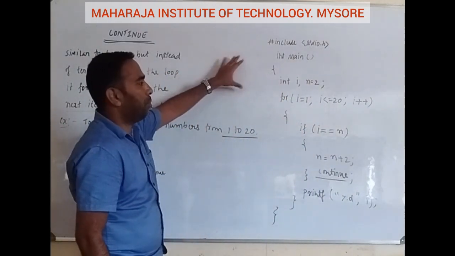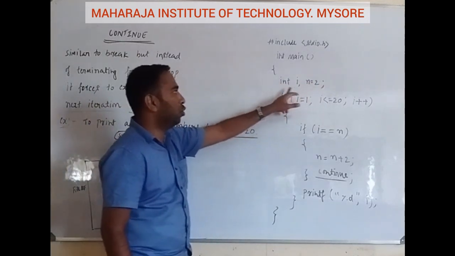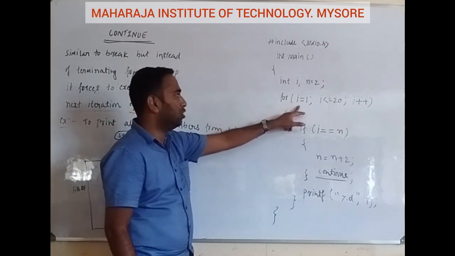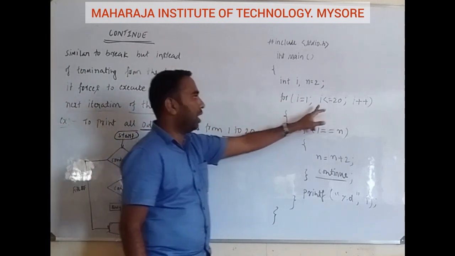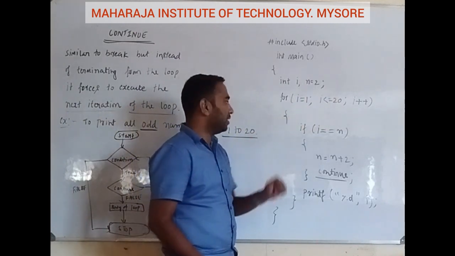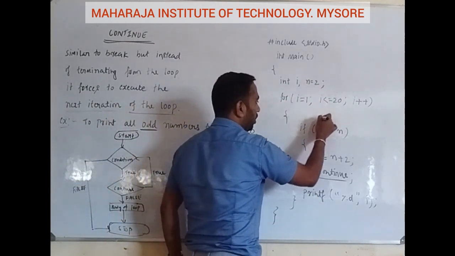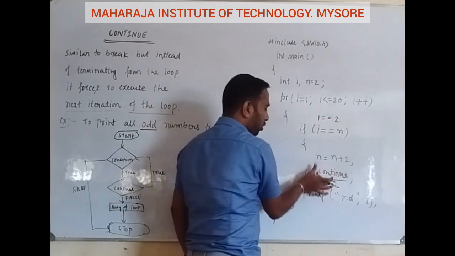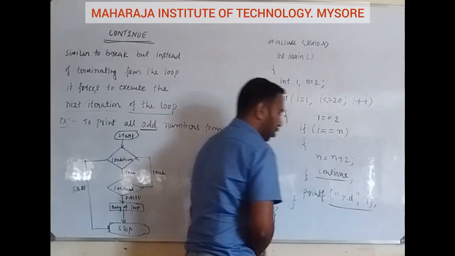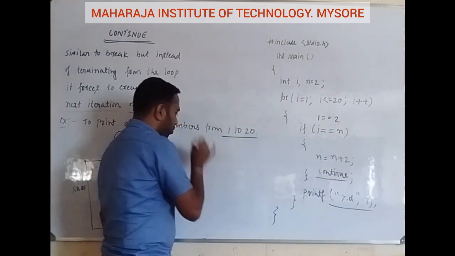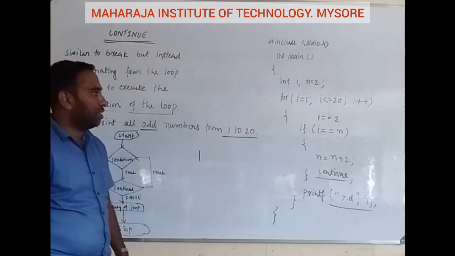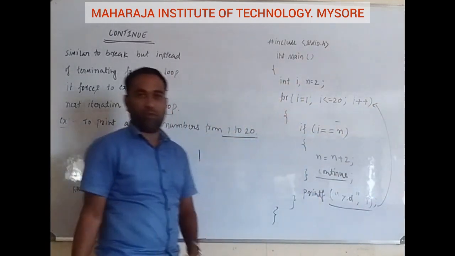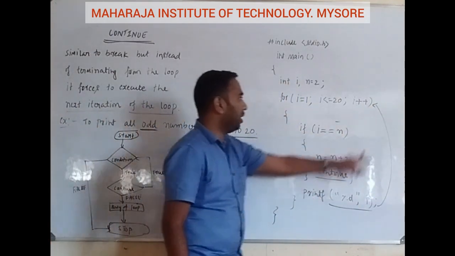I am writing a program taking two variables, n is equal to 2 and an integer variable i. I am using a for loop and initializing i equal to 1. So i becomes 1, and obviously 1 is less than or equal to 20. Then it checks whether i equals n, that is, 1 equals 2. It is false, so it will not execute the body of the if statement. It will print the i value, so 1 is printed. After printing, it will increment the i value.